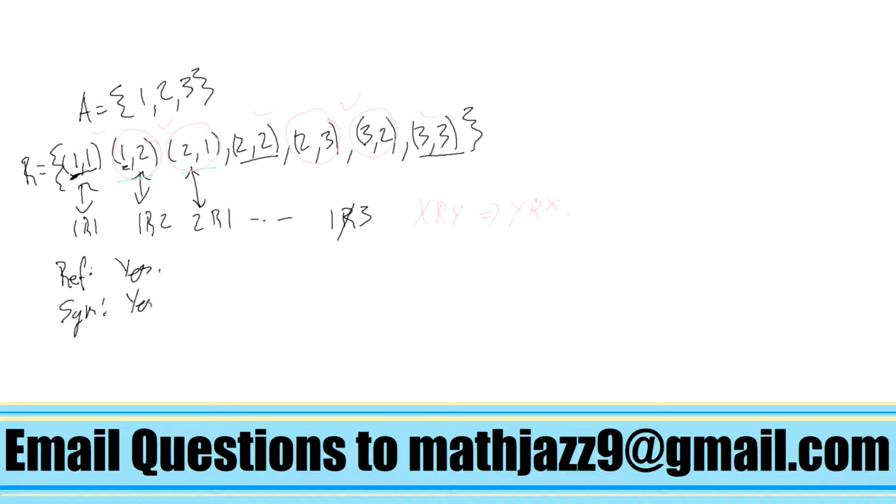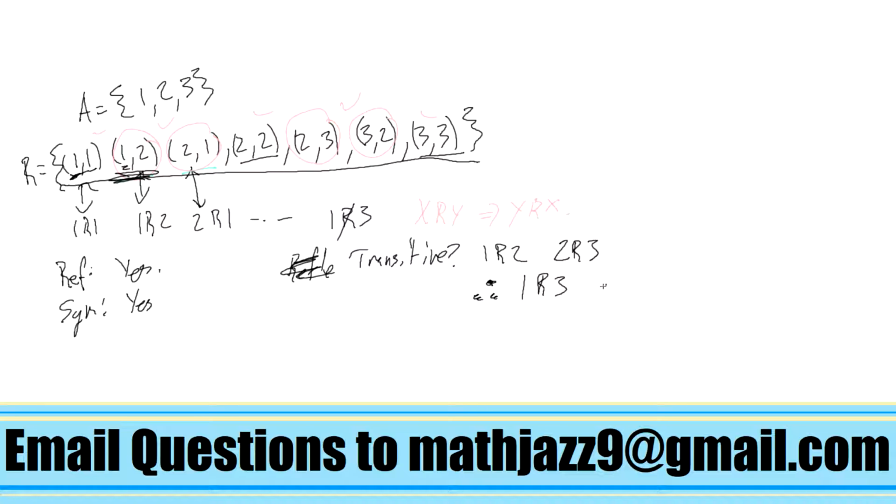So, yes. Is it reflexive? Sorry, is it transitive? Well, 1 is definitely related to 2 from this, and 2 is related to 3. If we were transitive, transitive would imply 1 is related to 3. But that's not on the list. So, no, not transitive.